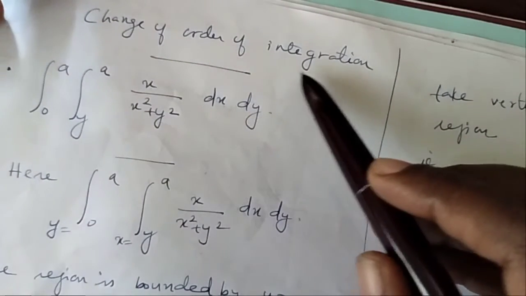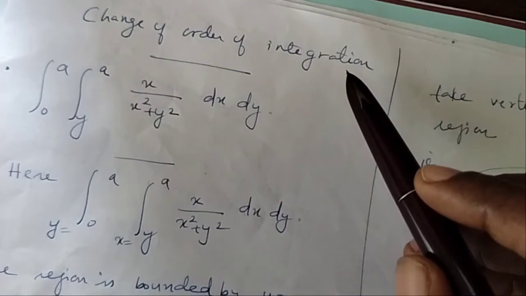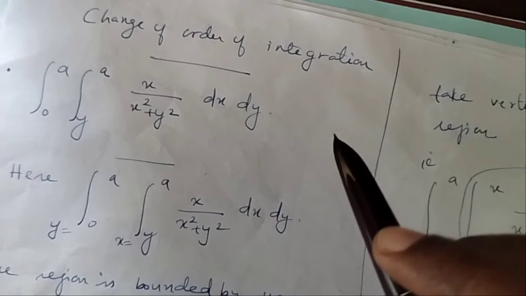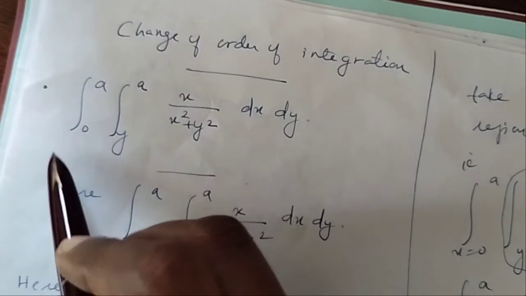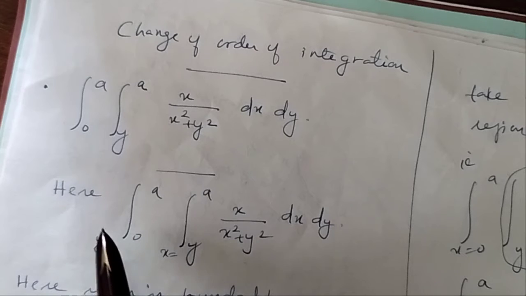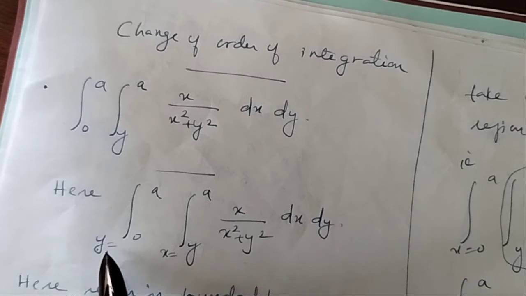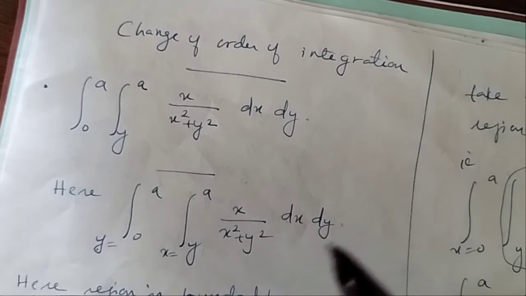Next topic, change of order of integration. That is, if the outermost integral is given with respect to y, we have to convert it into x. If it is with respect to x, we have to convert it into with respect to y. Okay, that is change of order.